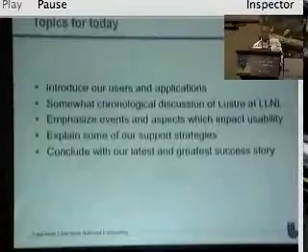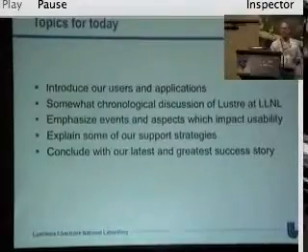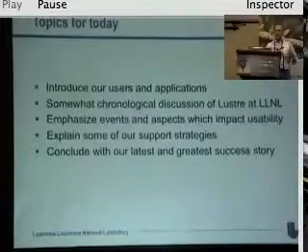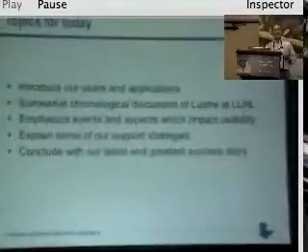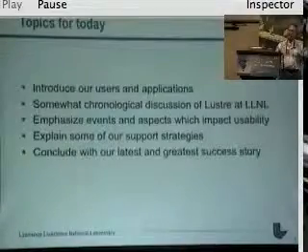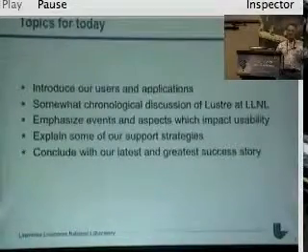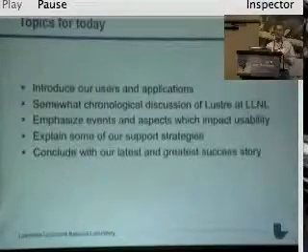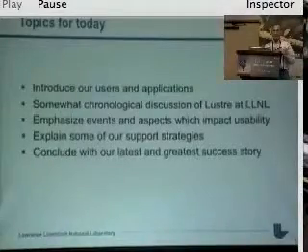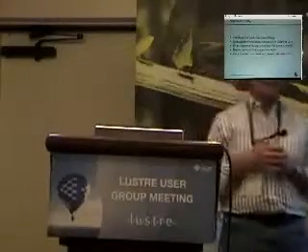So I'm going to give a talk here about customer support and I/O applications at Liverpool. Some of the topics in my conversation today: I'm going to introduce our users and applications and give a somewhat chronological discussion of Lustre at the Liverpool Lab. Talk about some of the events and aspects of Lustre which have impacted the usability, a few things about our support strategies, and conclude with our latest and greatest success story on the I/O side.